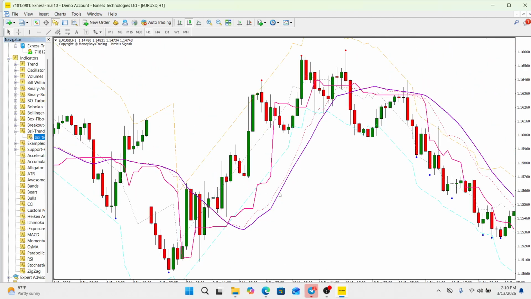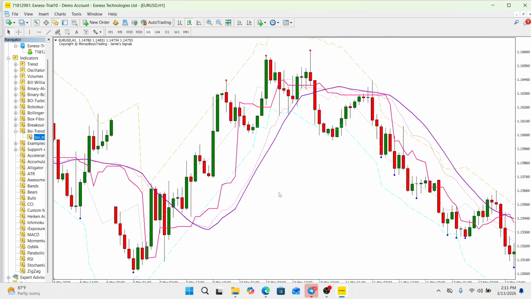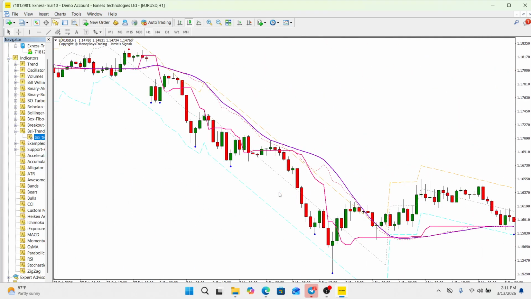In an uptrend, the channel is shaded in green or blue tones with price riding above or within the upper portion of the channel, signaling bullish bias and potential buy entries when price respects the lower channel boundary as support. In a downtrend, the channel shifts to red or orange tones with price trading below or within the lower portion, signaling bearish bias and potential sell entries when price fails at the upper channel boundary as resistance.